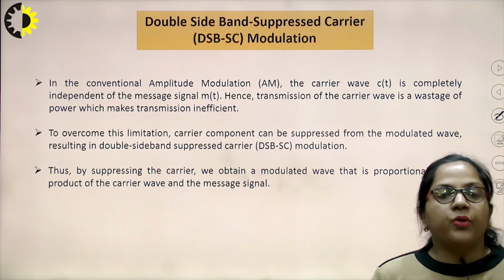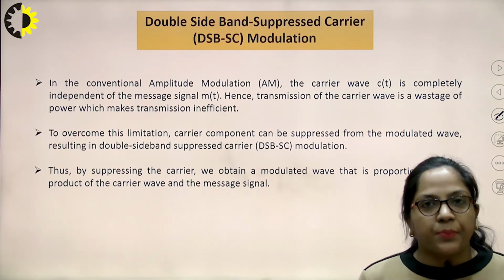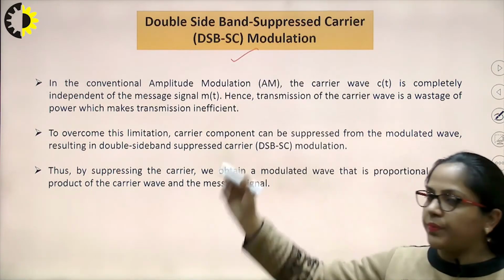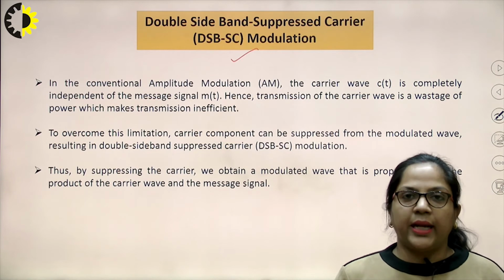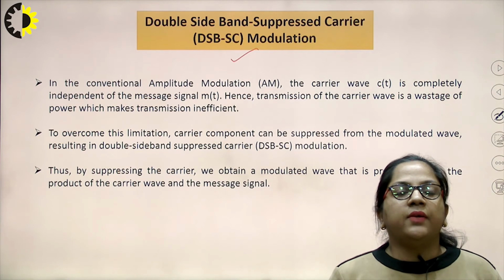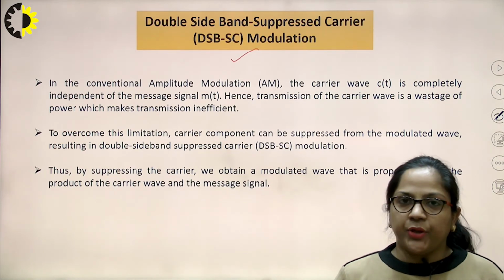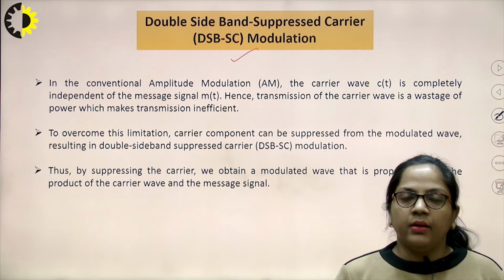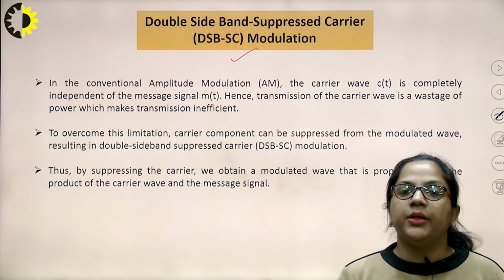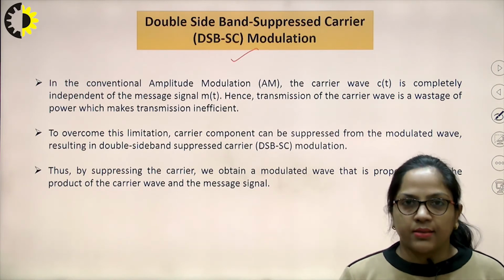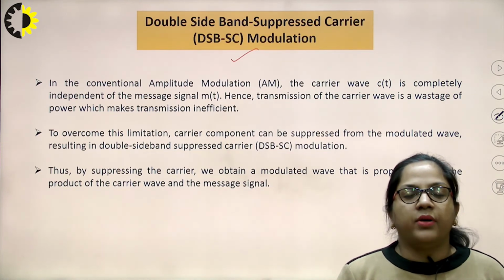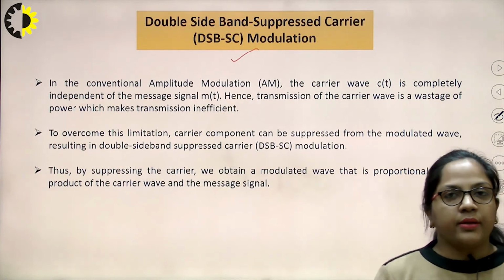Next we are going to discuss the double sideband suppressed carrier modulation. What is DSB-SC modulation? In the last type of modulation, that is conventional amplitude modulation, we have seen that we have to transmit the carrier along with the upper sideband and lower sideband. The carrier does not contain any useful information about the message signal. So the transmission of the carrier wave is a wastage of power, which makes the transmission inefficient.